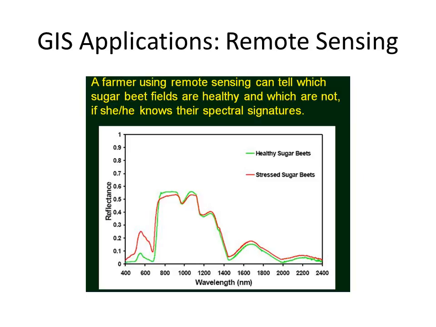Remotely sensed data is collected at a remote position from the object being observed. And in this case, what we're seeing is a spectral curve that shows how a farmer might use remote sensing to tell which sugar beet fields are healthy and which are not, if you know the typical spectral signatures that reflecting sugar beet plants would give off.